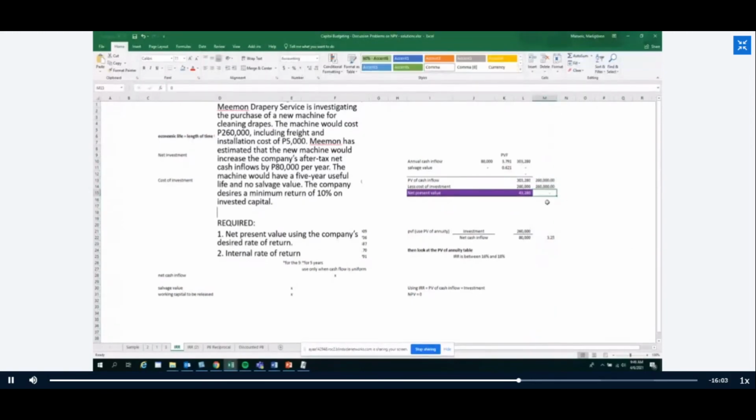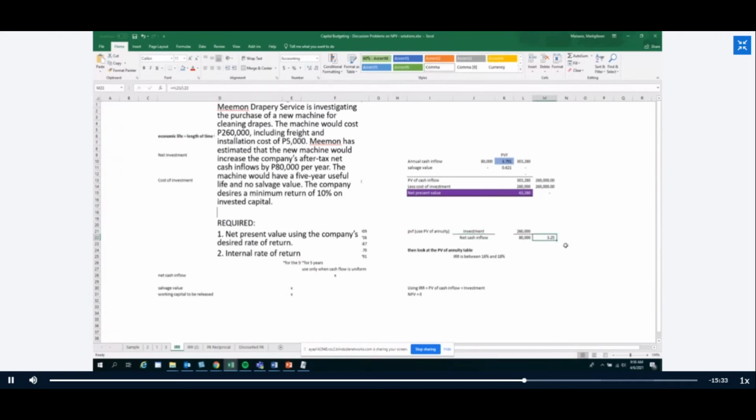So, paano yun? Kailangan nating mag-generate ng present value factor. Alamin natin ano yung present value factor that will give us 260,000. Okay? So, paano yun? So, sabi dito, paano yung pag-compute ng present value factor? So, it's investment over the net cash inflow, which is 3.25.